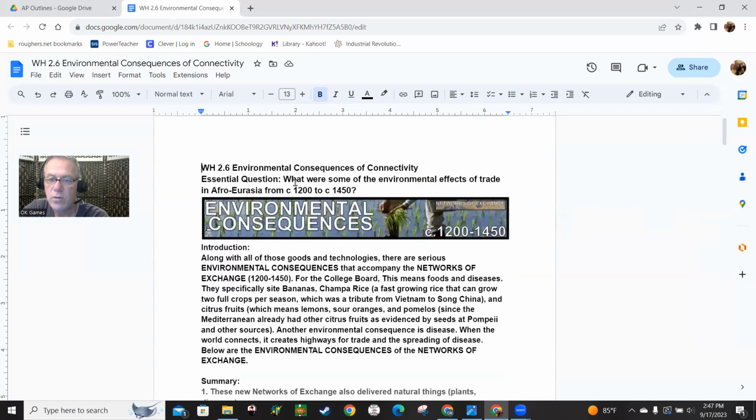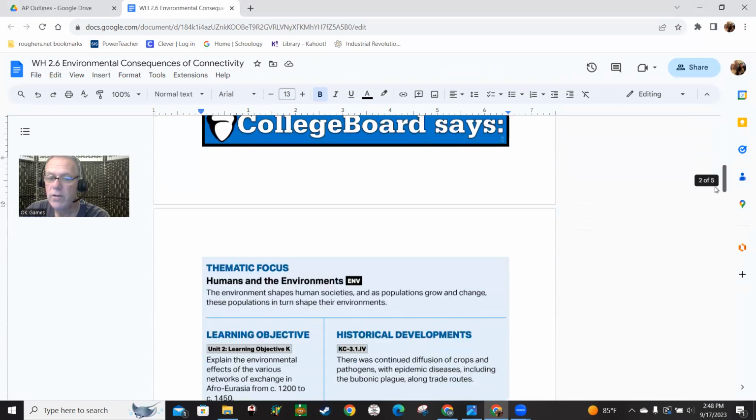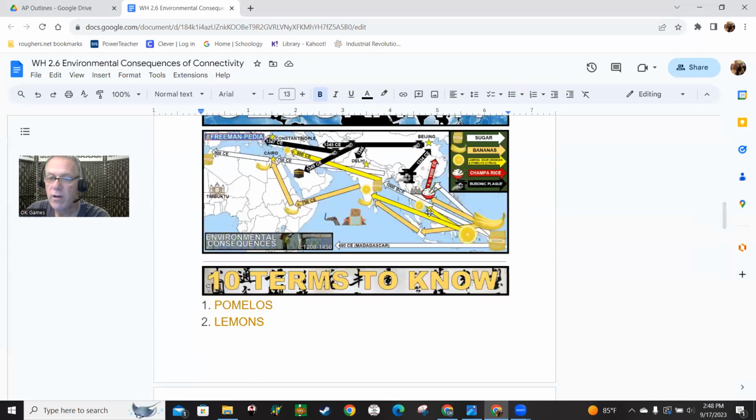And our essential question is, what were some of the environmental effects of trade in Afro-Eurasia from circa 1200 to circa 1450? You would answer that some of the environmental effects are the spread of plant life, mostly foodstuffs, and disease. And then you would give the examples. An example of this is the bubonic plague, which was introduced by the Mongols into China around 1334. And by 1347, it is spread all the way to Constantinople. And by 1350, it's in Europe.